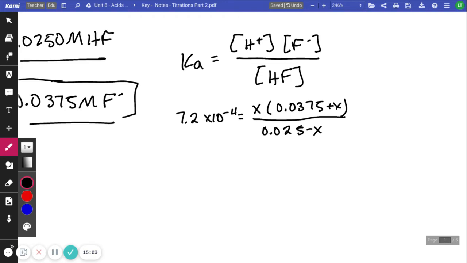This is a pretty small Ka value, so going back to a little bit of equilibrium, we can say that these X's that we are subtracting and adding are really negligible and not going to affect those values very much. So really we can say that X times 0.0375 divided by 0.025, because they're pretty small. It's a pretty small Ka value, so that's not going to super affect it. Once we've done that, we can go ahead and solve for X. So you guys go ahead and take a minute and solve for X.